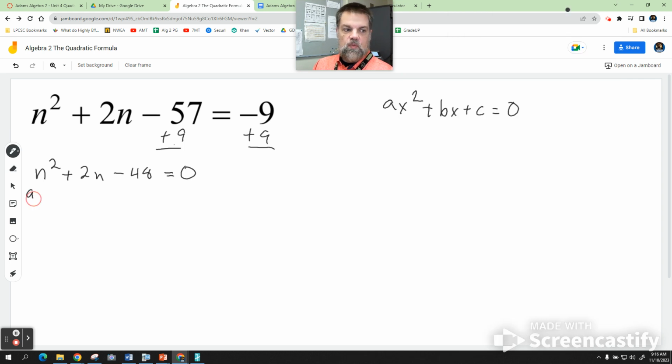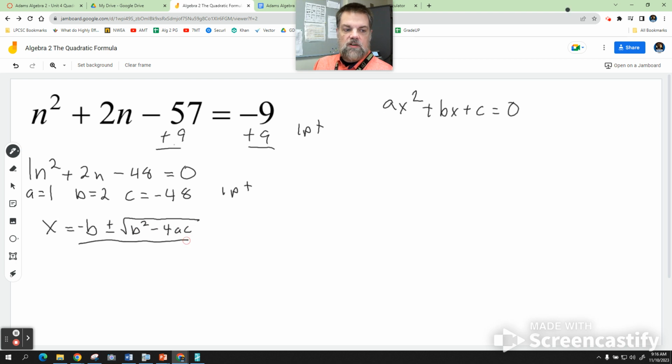So A is 1. A equals 1 because there's a 1 there, even though we don't write it down. B equals 2, and C equals negative 48. Next thing, so this was 1 point, right? This is 1 point. Next thing we want to do is write out the formula. Negative b plus or minus the square root of b squared minus 4 times a times c all over 2a.